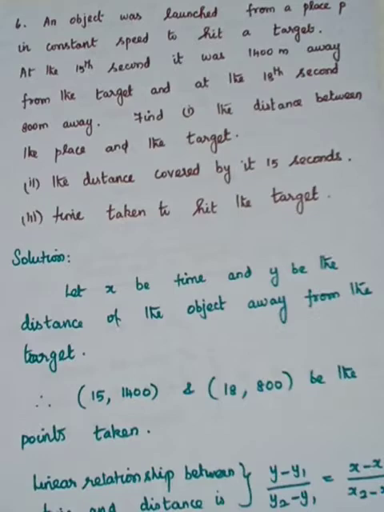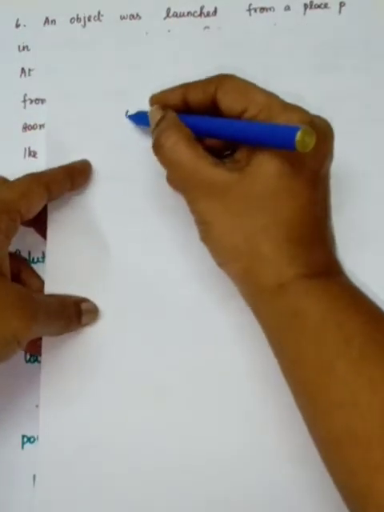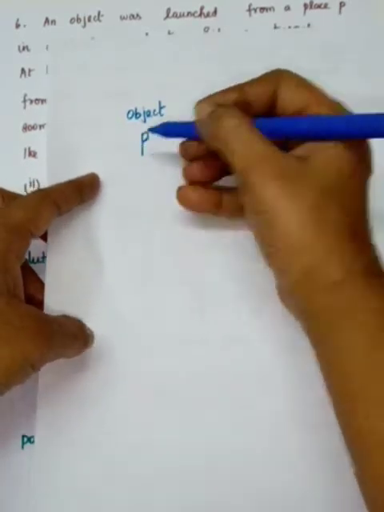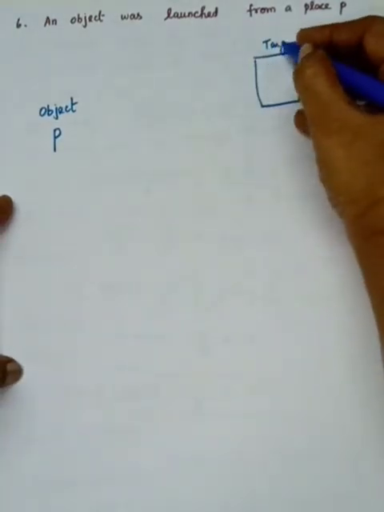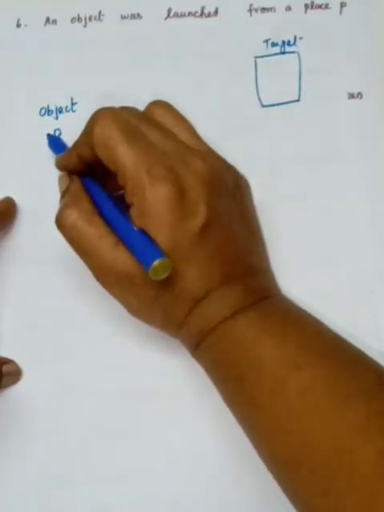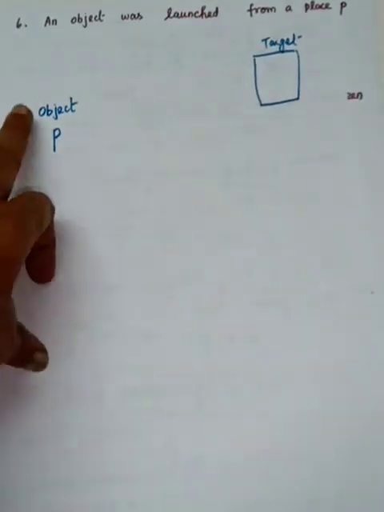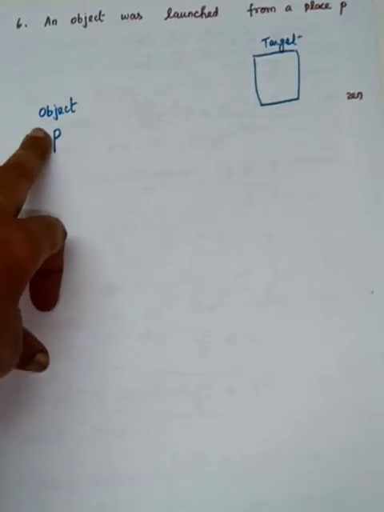hit a target. You see that. Here is the object. So one object is placed at the place P. Here there is a target. This is your target. Using this object which is kept at P, it has to be launched to hit the target. So the object is at the place P, and using this object, we have to hit the target.